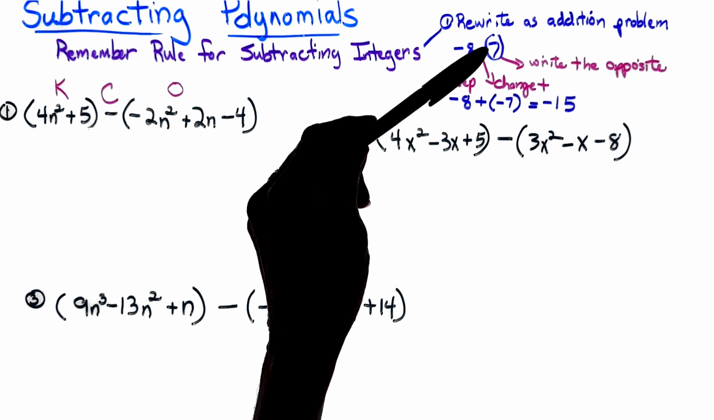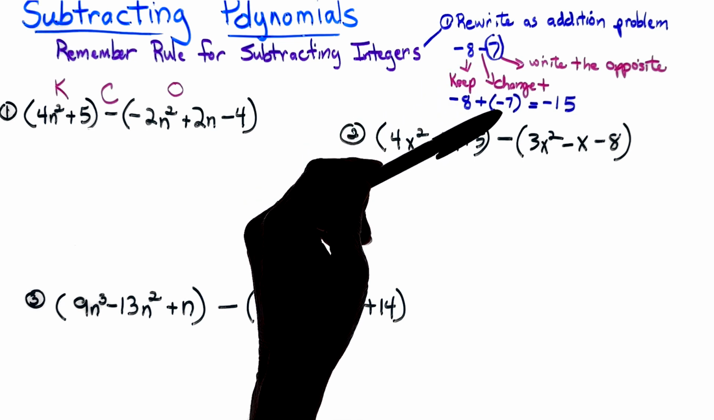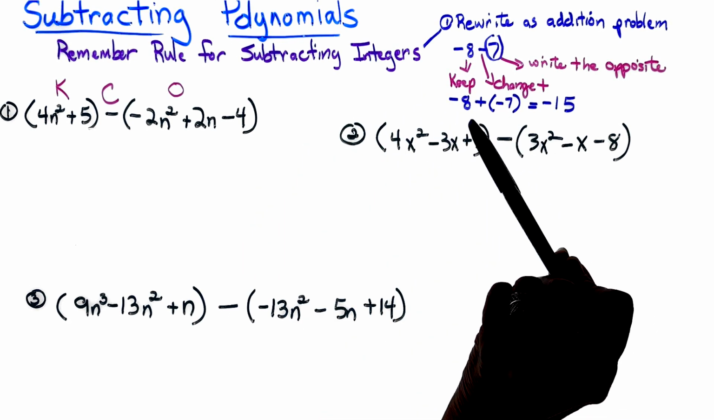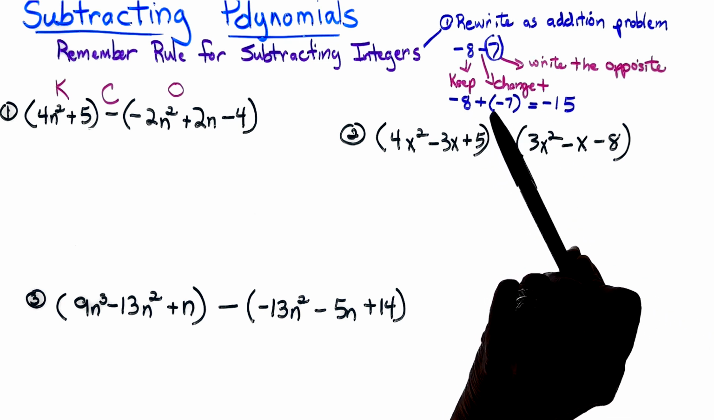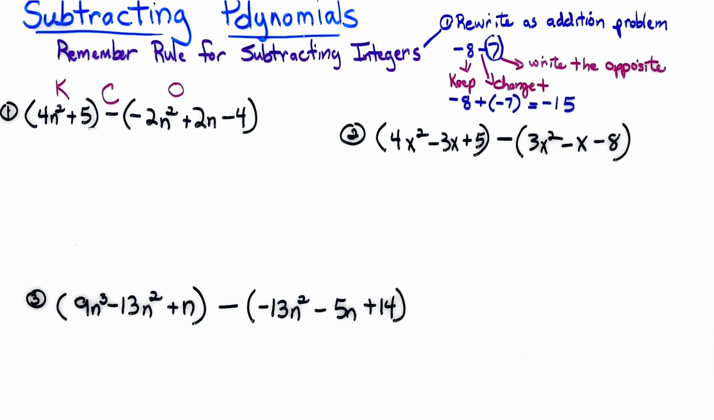This is a positive 7. I've circled it, so you see there's no symbol with it, so it's a negative 7. So we have, as an addition problem, negative 8 plus a negative 7 is equal to a negative 15. We are going to be applying that rule for everything that we do with subtracting polynomials.